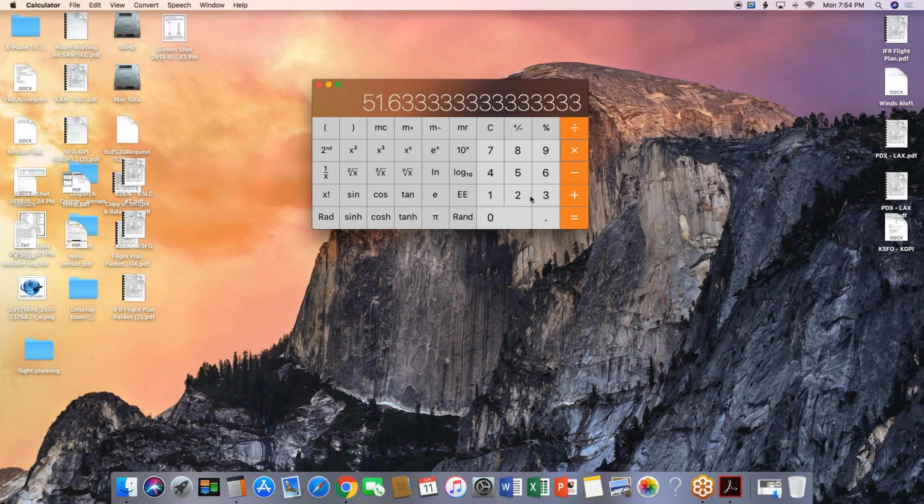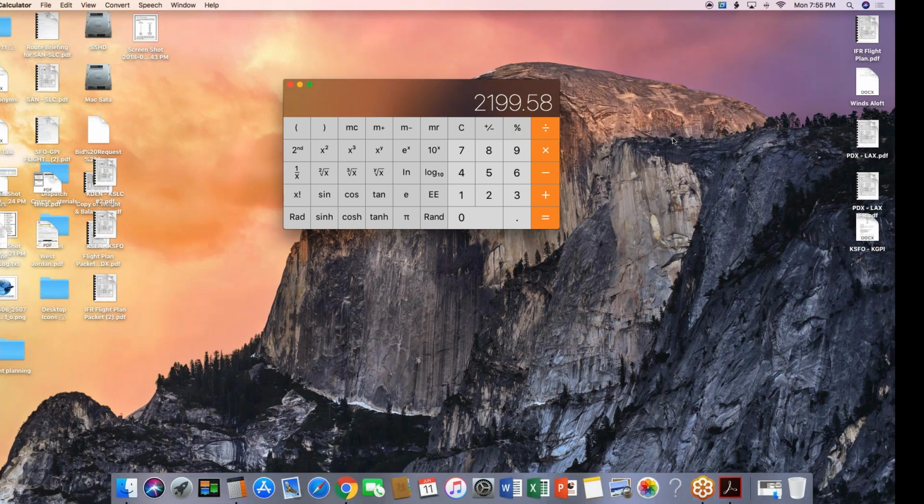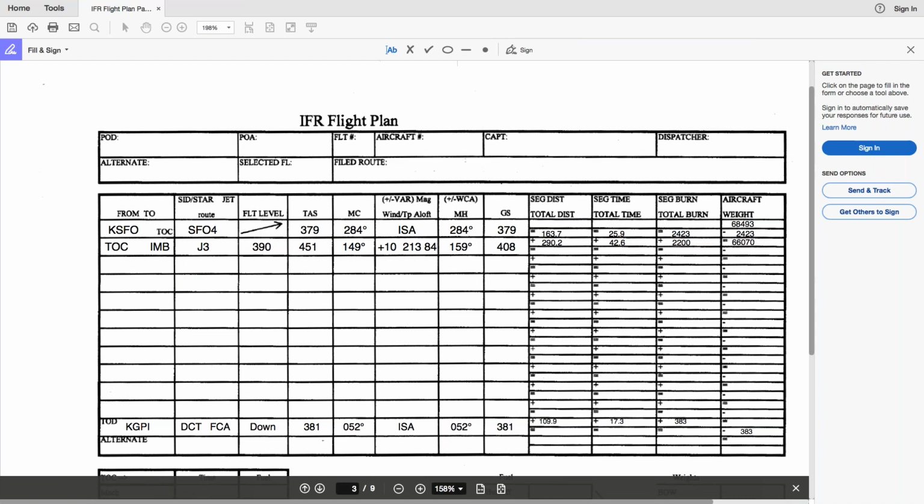Now you just multiply that by how many minutes you have, 42.6. And that gives us our total of 2,199.58. All right, let's round to the nearest pound. We like round numbers with our fuel burns, okay? So 2,200 pounds.